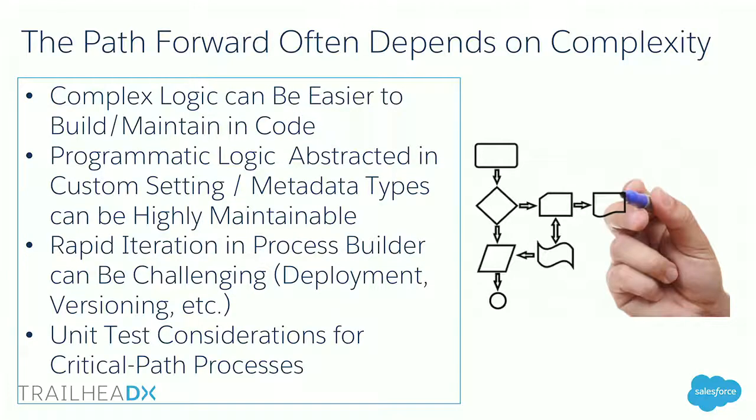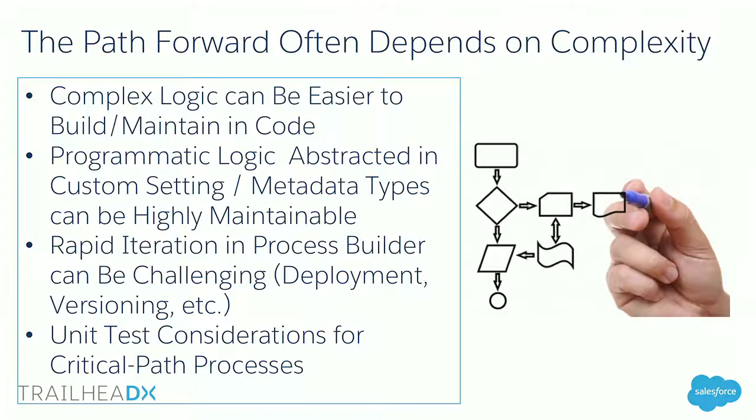So as I've mentioned, the underlying theme, the path forward, often relies on complexity. You could argue that complex logic can be easier to build and maintain in code. If you're organizing your conditionals in an effective manner, and abstracting conditional logic where you can into other mechanisms in the application, you can certainly argue that you're not losing flexibility on the code side. You could argue as well that rapid iteration or maturity level of a process is a concern in one area or the other.